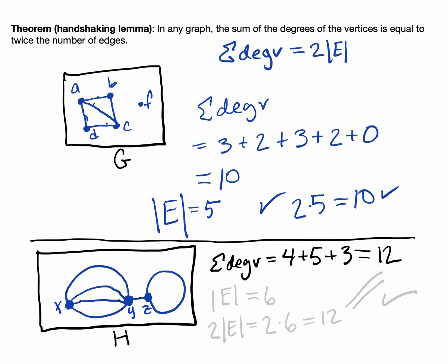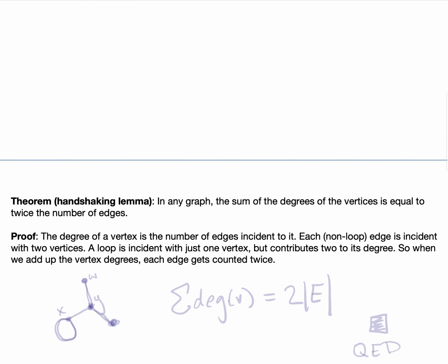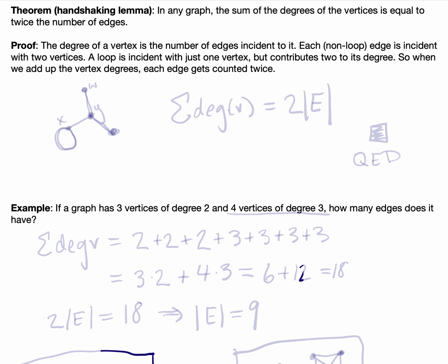And now let's check the number of edges. So the number of edges in this graph is 1, 2, 3, 4, 5, 6. There are 6 edges in this graph. And so let's verify the theorem. Twice the number of edges is 2 times 6, which is 12. And yes, that is equal to the sum of the degrees of the vertices. Great. So we've seen the theorem work in 2 examples, but let's show that it always works for every graph.